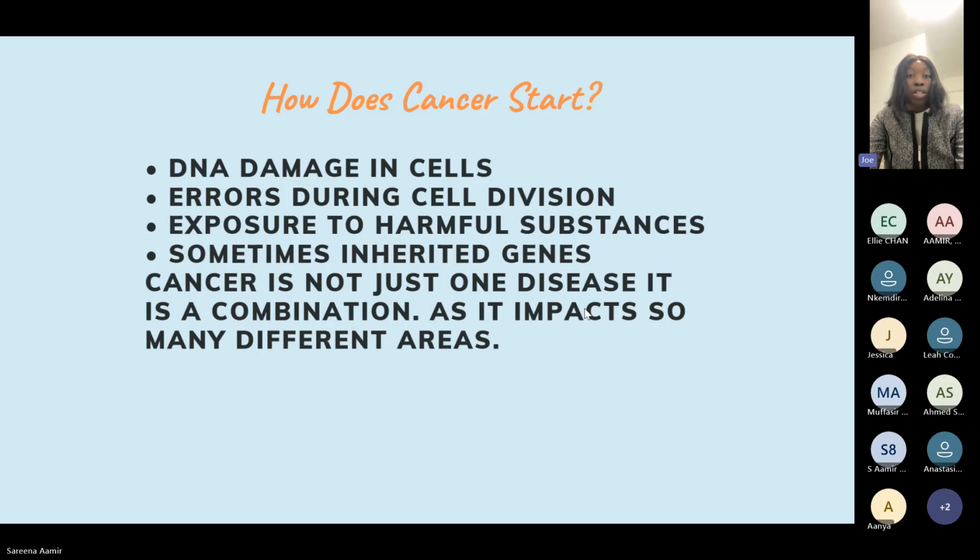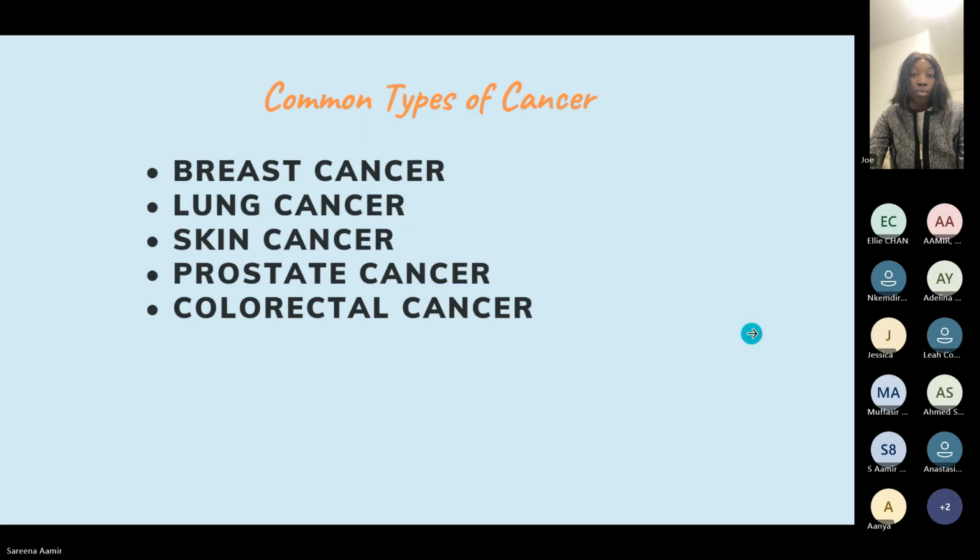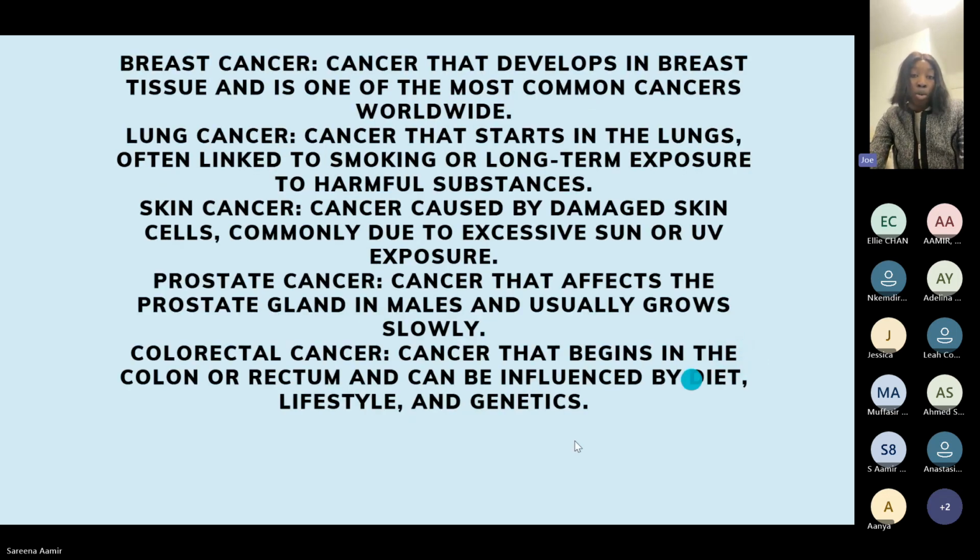Cancer is not just one disease; it's a combination as it impacts many different areas. You can have breast cancer, which can impact both the breast cells and other uterine tissues as well. So some common types of cancer are breast cancer, lung cancer, skin cancer, prostate cancer, and colorectal cancer. Breast cancer is the most common one in women, and prostate cancer is really common in men. And then there's also pancreatic cancer, which is one of the most common between both.